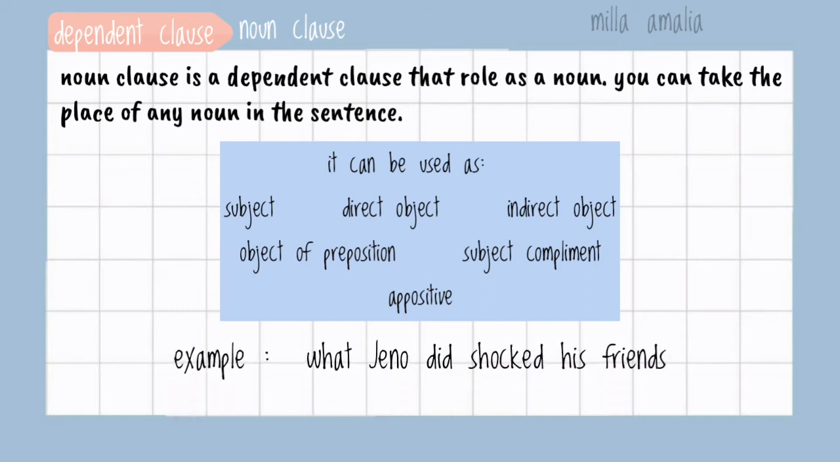For example, a noun clause can be the subject of a verb. What Geno did shocked his friends. Geno is the subject and shocked is the verb.